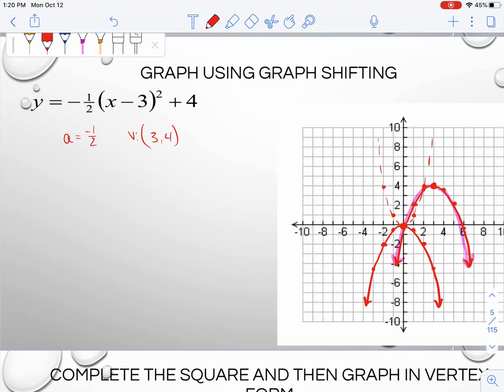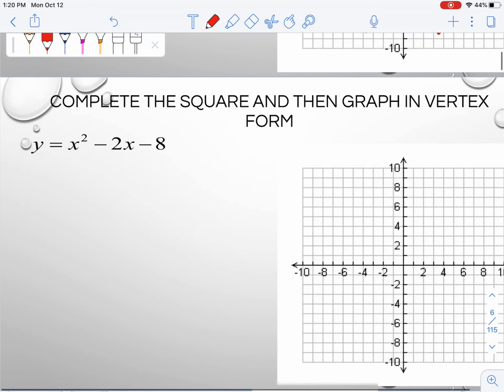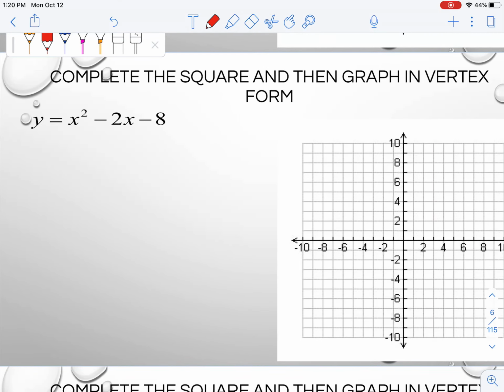So remember, 3-step process: parent function, multiply all your y coordinates by a, and then shift your stretched or compressed graph according to the vertex. Okay, so let's say I have something that is in standard form. I have 2 options. I can either complete the square or I can use the vertex formula. Here I'm going to complete the square because a is 1. It's going to be relatively straightforward.